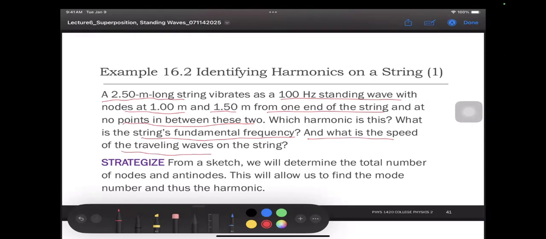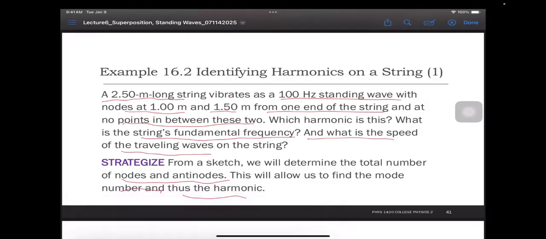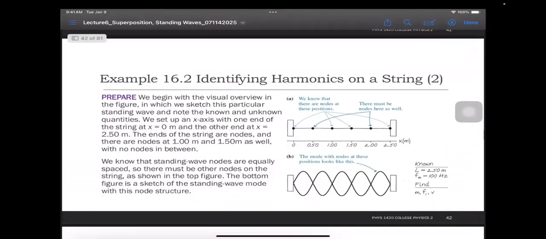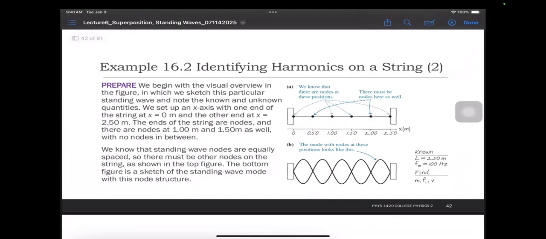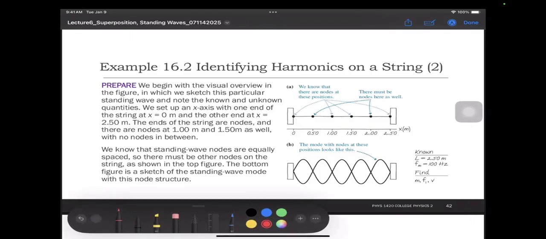From scratch, we will determine the total number of nodes and antinodes. This will allow us to find the mode number and thus the harmonic. Does it make sense to you? For these questions, we begin with a visual overview in a figure, in which we sketch this particular standing wave and note the known and unknown quantities.